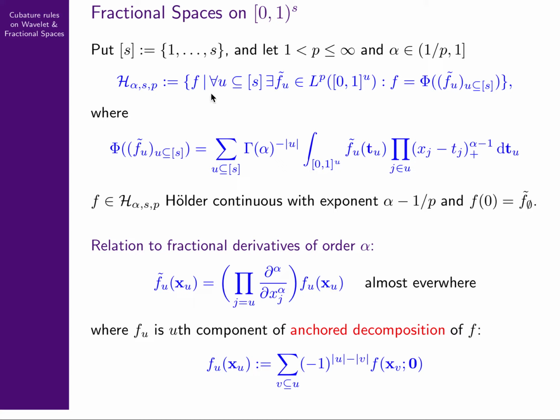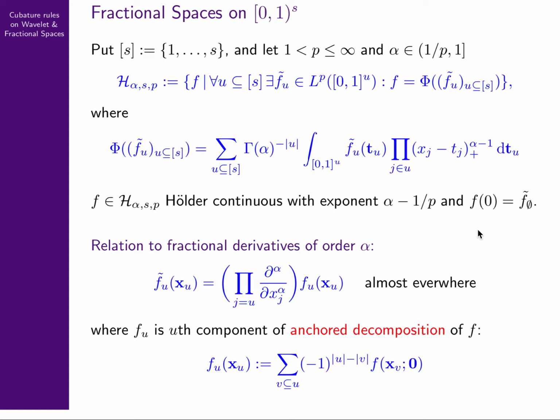Okay, so this looks maybe a little bit complicated, but actually it's a straightforward generalization of the univariate space we saw before. Joseph Dick had a look at this, and he showed a few years ago that, again, if a function is in this fractional space of S-variate functions, then it's Hölder continuous with exponent alpha minus 1 over p, and if you evaluate f, then you get this f tilde, this density which corresponds to the empty set. Well, you only have to interpret now for u equal to the empty set, you have to interpret this and this integral in the right way, and then this comes out.